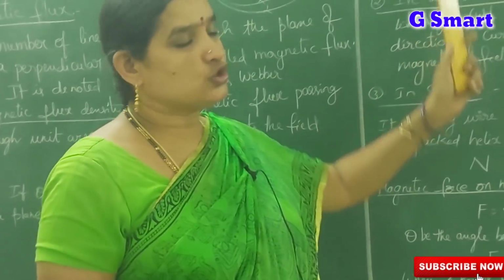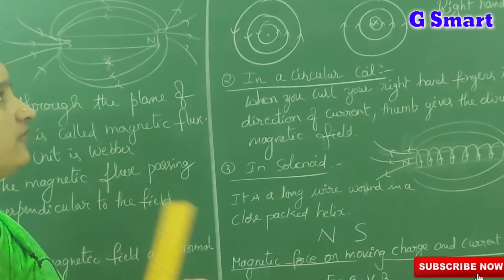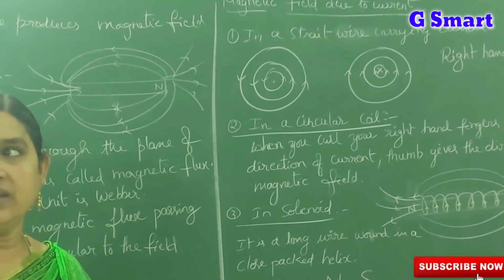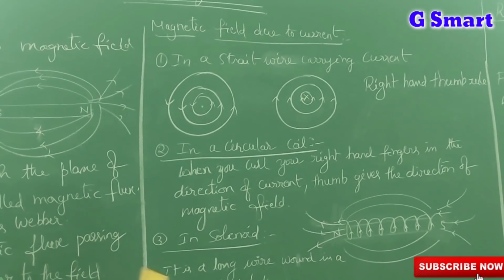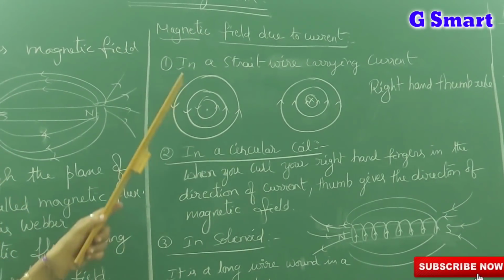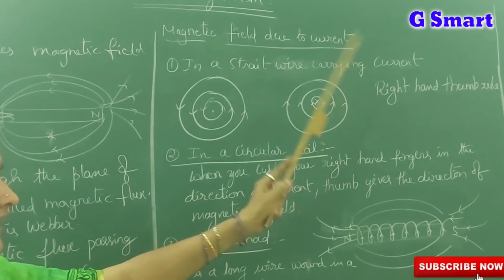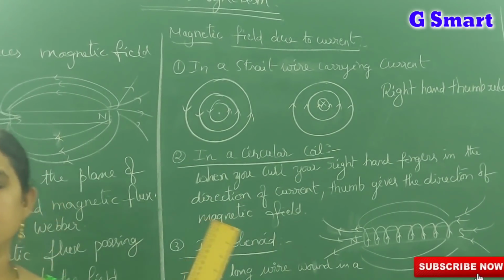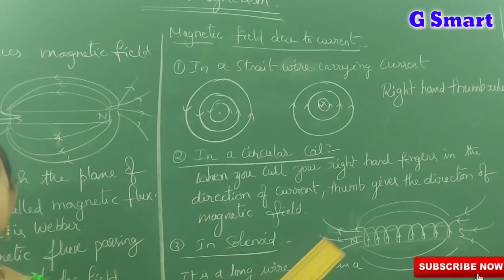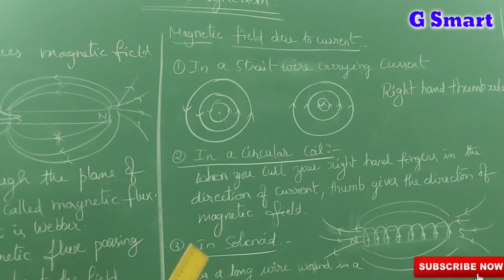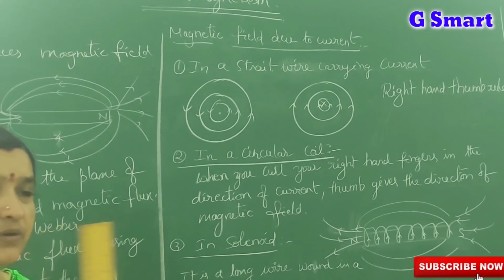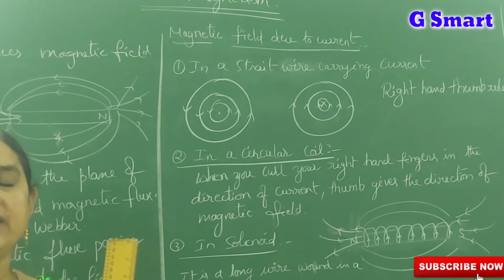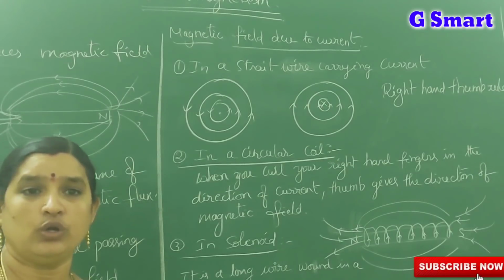Now, magnetic field due to current. Let us discuss how the magnetic field is generated due to current in a straight wire carrying current, in a circular coil and in a solenoid, and how the magnetic field varies. In a straight wire carrying current, we know that when current passes through a wire, it creates a magnetic field. Then what is the direction of that magnetic field? Given the direction of the current, we can decide the direction of the magnetic field by using the right hand thumb rule.